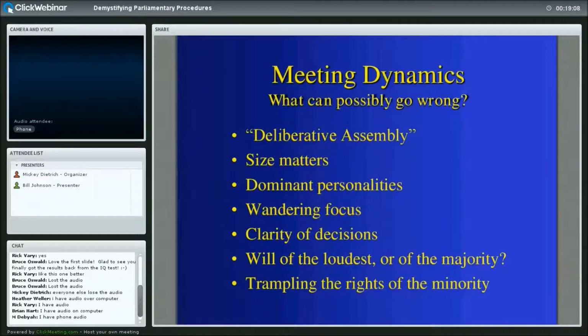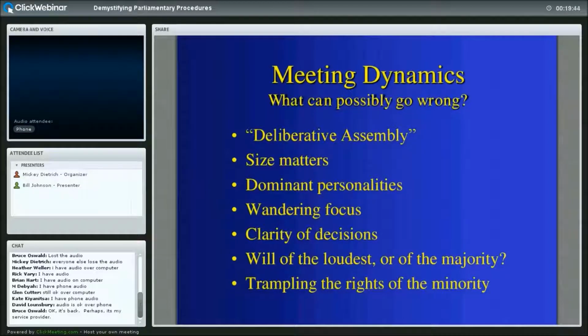Okay, so we've all been in lots of meetings, and lots of things can go wrong. I love that Robert's Rules refers to something called a deliberative assembly. So just think about that for a second. What is a deliberative assembly? It's a group of people that have come together to do something, to accomplish something. So this is not happy hour. It's not just coming together to chit-chat. You can do that and socialize, that's fine, but that's not a deliberative assembly. That's not a business meeting. So when you have business to conduct and decisions to make, that's when these rules should be used.